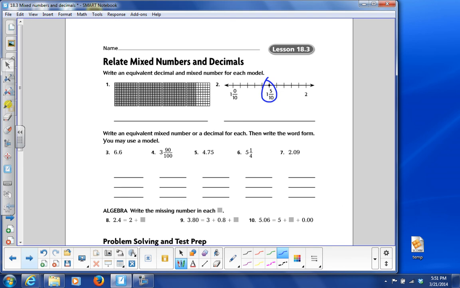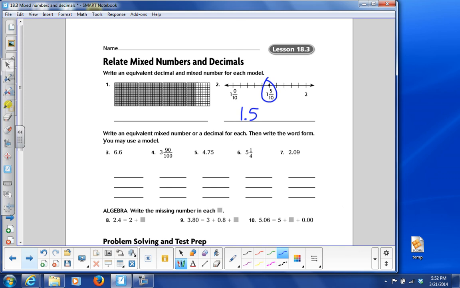I have 1 and 5/10, okay? So I have 1 whole, then I'm going to have a decimal, and 5/10 should look like what? Just 5. 5 in the tens house, or the tens room of the house. Okay, how about number 4? Write an equivalent mixed number or a decimal for each. Then write the word form.